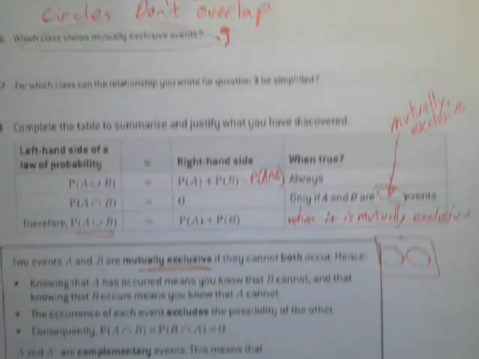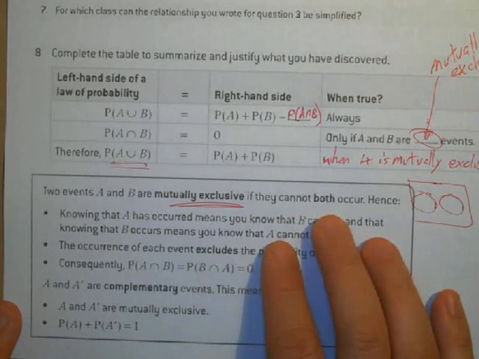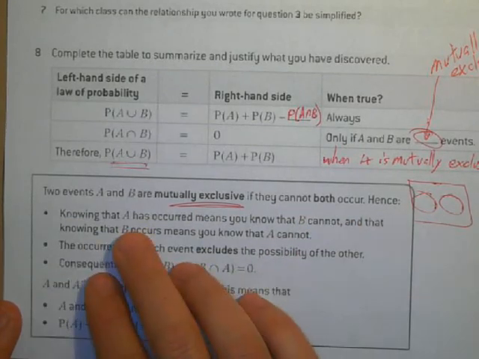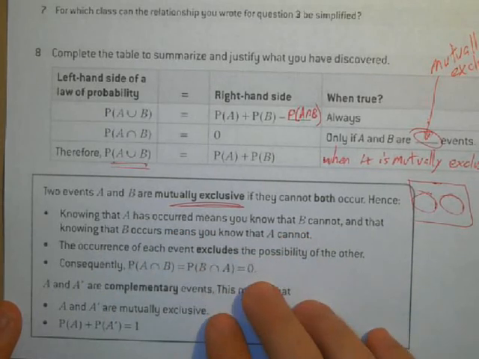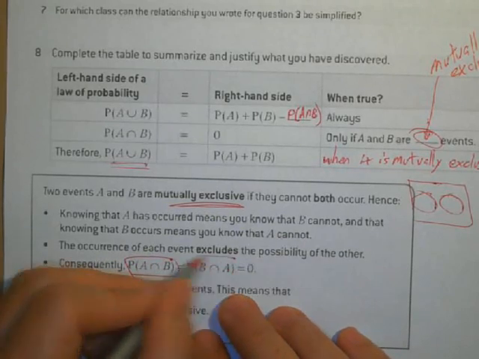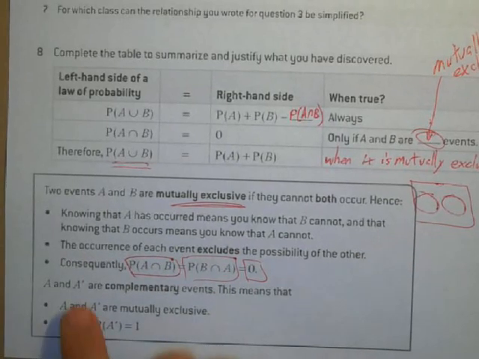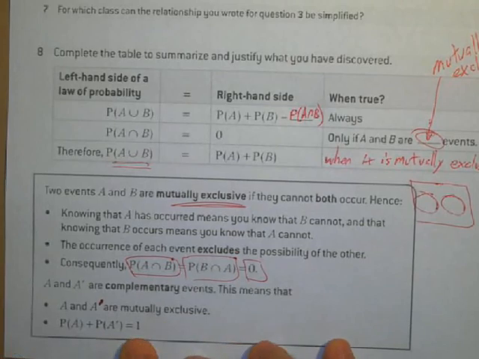Okay, so let's summarize things. Two events, A and B, are mutually exclusive if they both cannot occur. Like here, they can't occur at the same time. So knowing that A occurs, you know that B cannot occur. Okay, and this is saying that the intersection of A and B and the intersection of B and A is going to be 0 because they don't intersect. Complementary events, A and not A, are mutually exclusive, and they're always going to add up to 1.